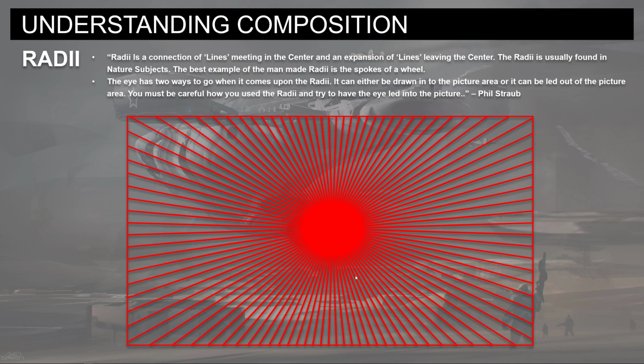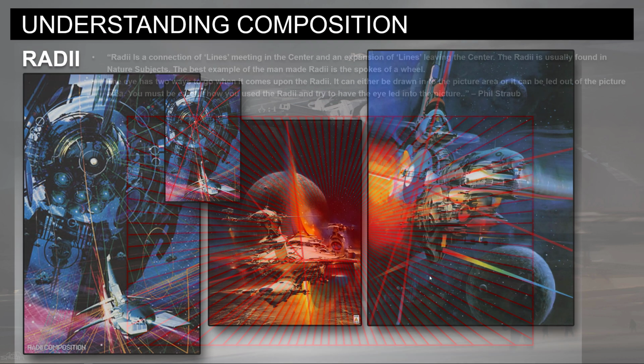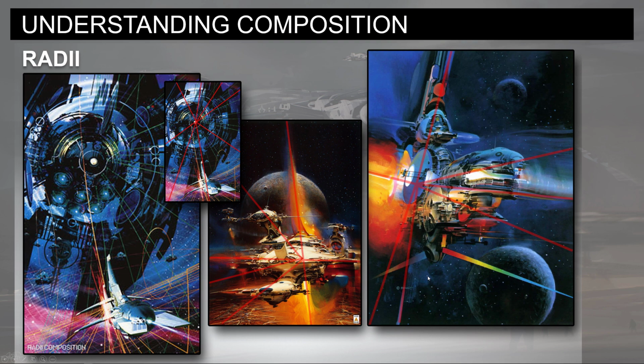The eye has two ways to go when it comes upon the radii. It can either be drawn into the picture area or it can be led out of the picture area. You must be careful how you use radii and try to have the eye led into the picture, says Phil Straub. And so in here I chose an artist, John Berkey, and maybe some of the images are not the best example of this, but I just really enjoy his work quite a bit. There is quite a bit of energy and motion to his work. I also think people like Sparth have probably been influenced by this artist in some way.